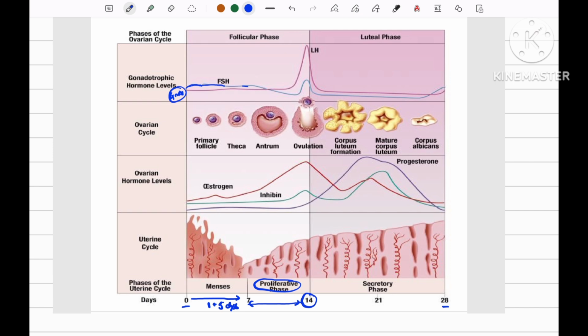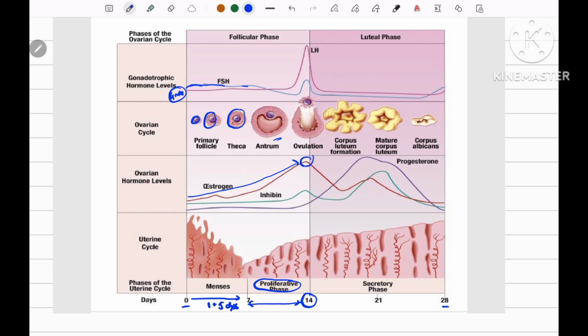While FSH is produced by the pituitary, it is stimulating the follicles. We are seeing that the follicles are getting mature, converting from primary follicle to antral follicle. During this, the level of estrogen is rising. You can see in red color that the level of estrogen is rising. Before ovulation, we can see that there is a peak in the level of estrogen.